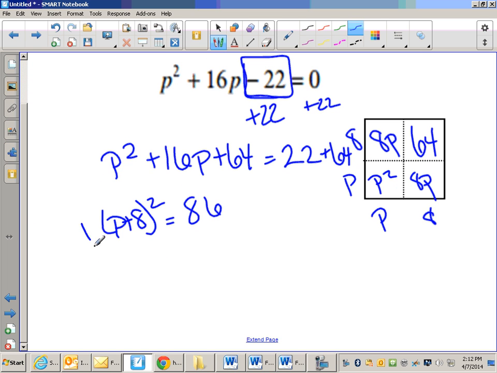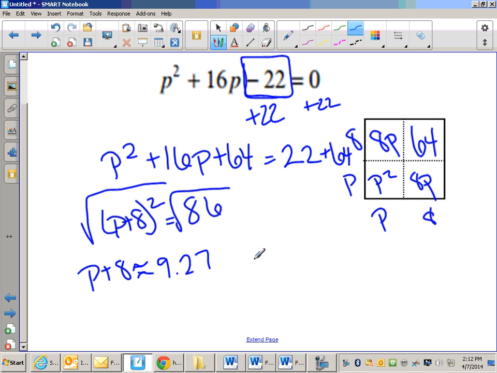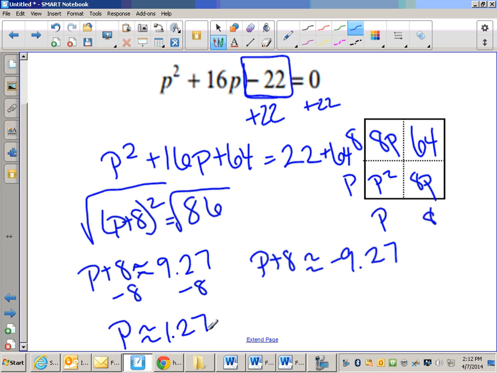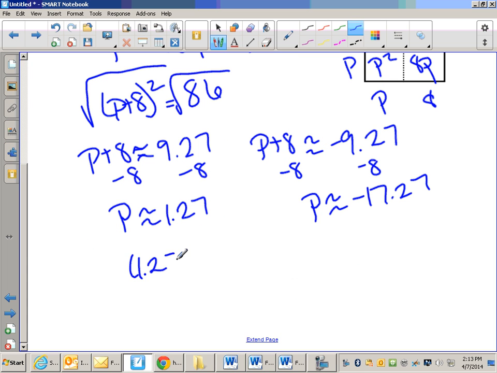And then you just solve from here. So you're going to draw your balance line, square root both sides. You have p plus 8 is going to equal, we're going to go ahead and round, 9.27. So I should put my approximate signs there. And negative 9.27. And then subtract 8 from both sides. So I'm going to have p is approximately 1.27. And p is approximately negative 17.27. And then you can write those as coordinate points. So your solutions are 1.27, 0 and negative 17.27, 0.